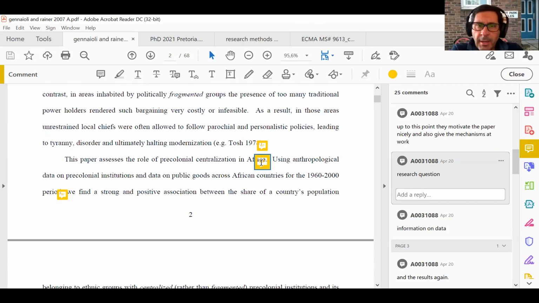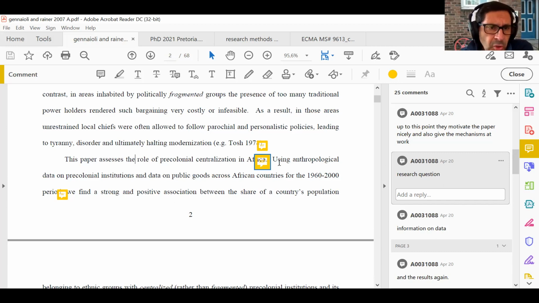And you see, folks, in 2 or 3 sentences, you can actually explain the mechanism quite nicely. You don't need a book. You don't need 10 pages to explain the mechanism of your research question.